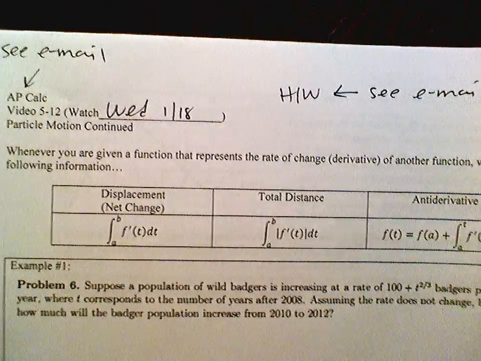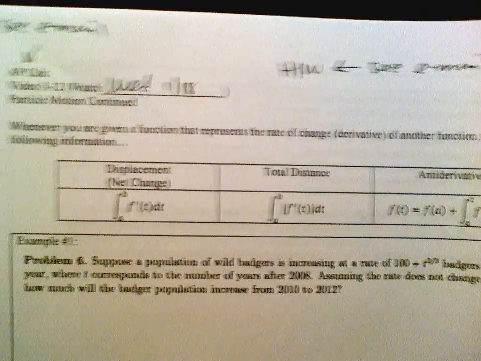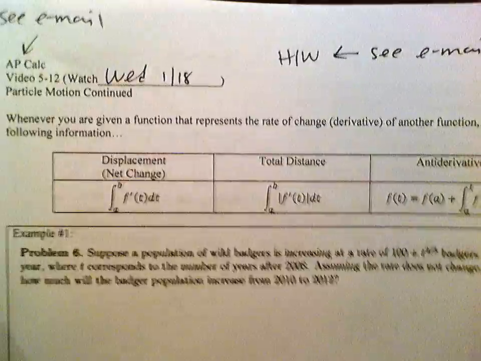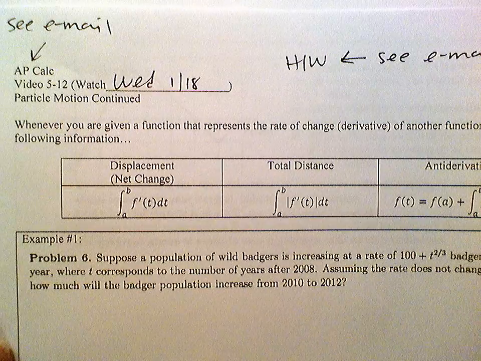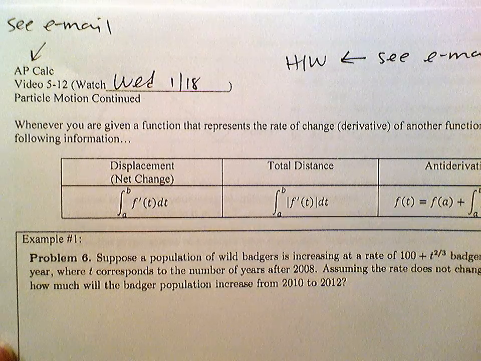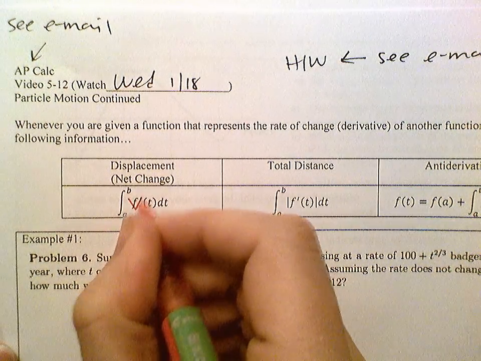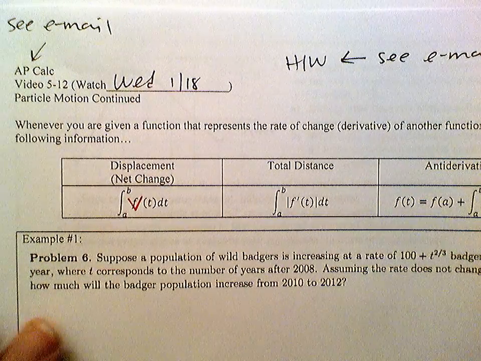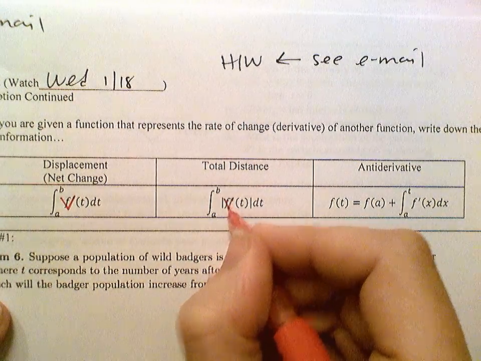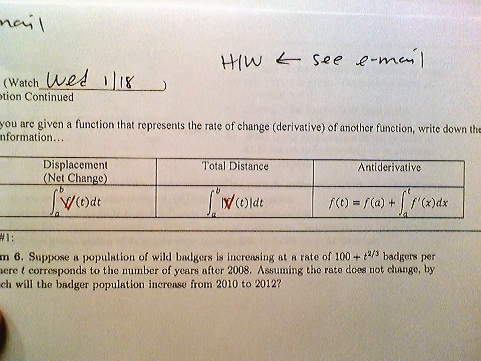Whenever you are given a function that represents the rate of change or the derivative of another function, write down the following information. It'll be called displacement when you're dealing with particle motion, like velocity, acceleration, all that. It'll be called net change if you're dealing with something else. But let's turn that f prime to a v. And then same thing over here. So for total distance, you're usually going to be given velocity, so turn that to a v.